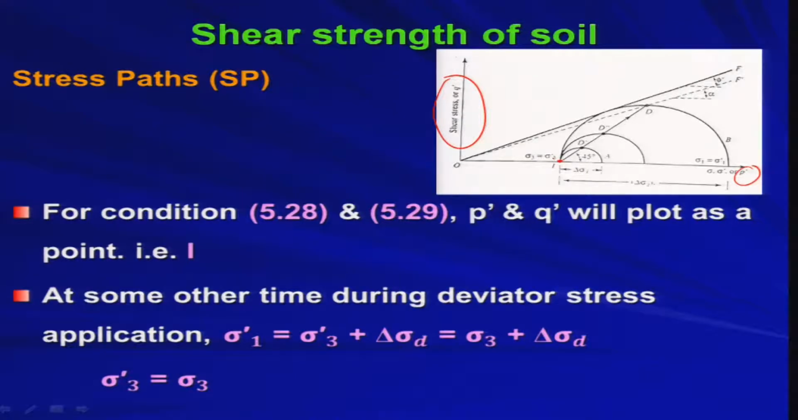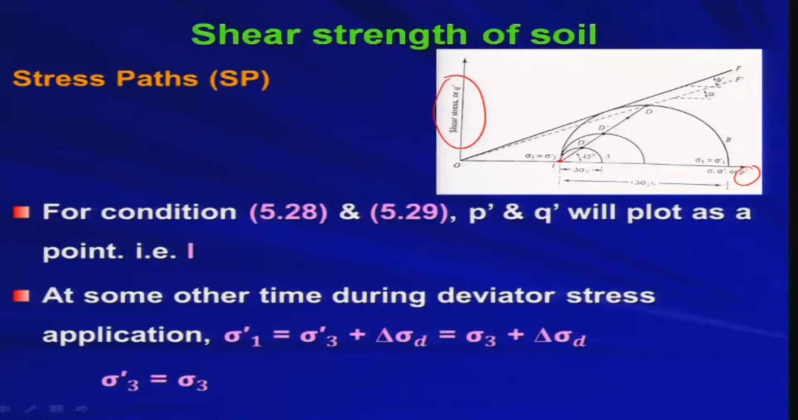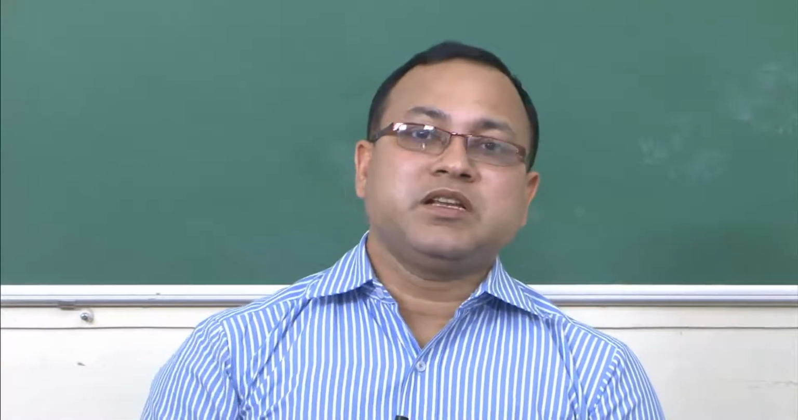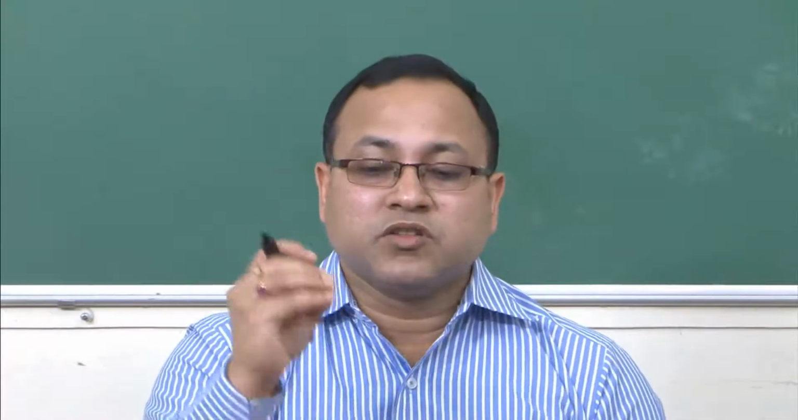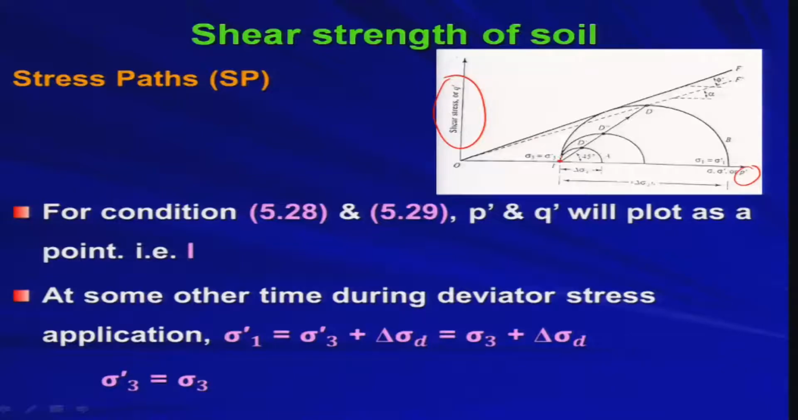This is the point indicated by 5.28 and 5.29, which we have already seen, where we get p prime equal to sigma 3 and q prime equal to 0, right. So, point I indicates the initiation of the test. That means you are just starting the test before applying the deviator stress. Whenever I see this point, I understand this is an isotropically consolidated sample. So, shear has not happened till now.